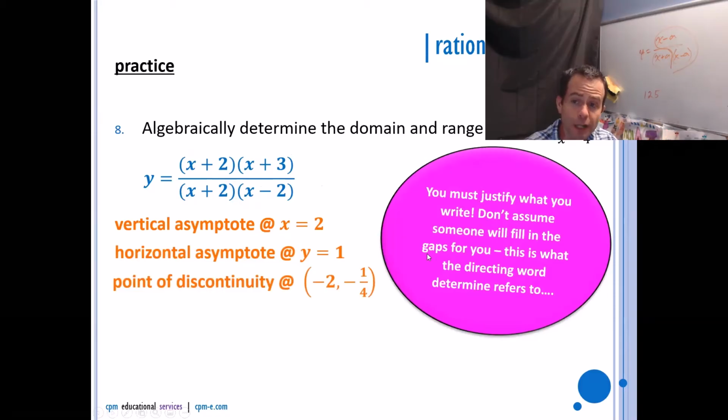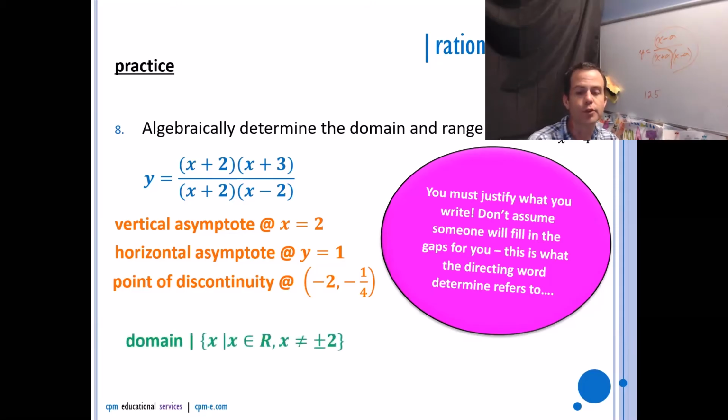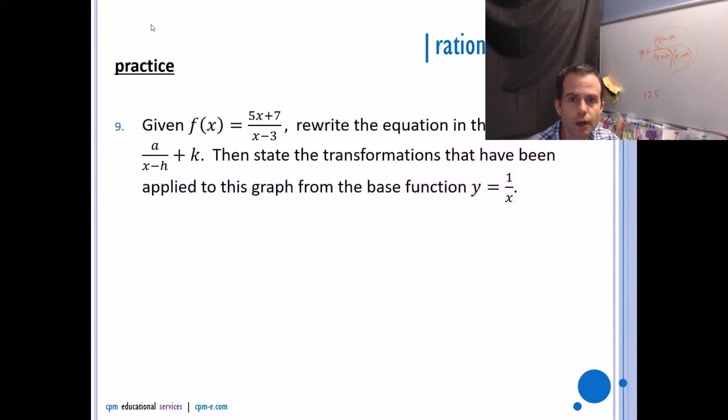So you must justify what you write. Don't assume someone will fill in the gaps for you. This is what the directing word determine means, okay? So I'm trying to establish, because I know I have a horizontal asymptote and a point of discontinuity and a vertical asymptote, that's what allows me to now state what the domain and range are. So the domain is x is a member of the reals, but x can't be plus or minus 2. And then the range is y is a member of the reals, but it can't be -1 over 4, and it can't be 1. Okay. All right, good.